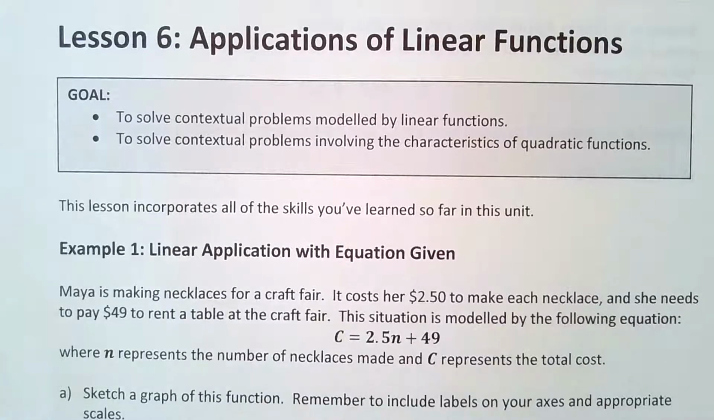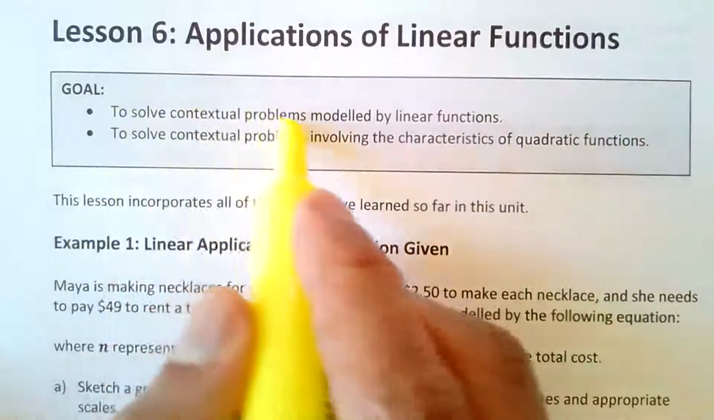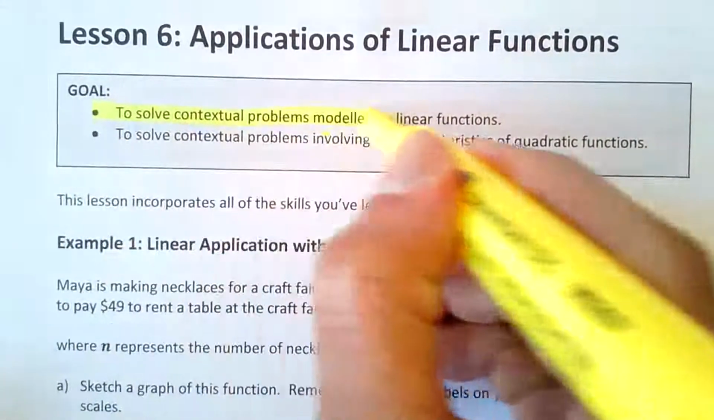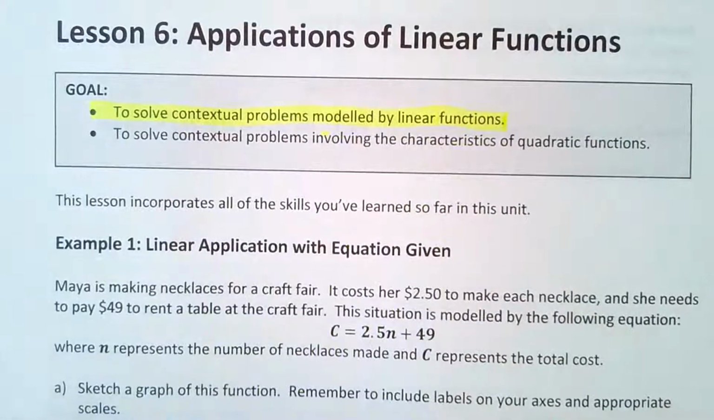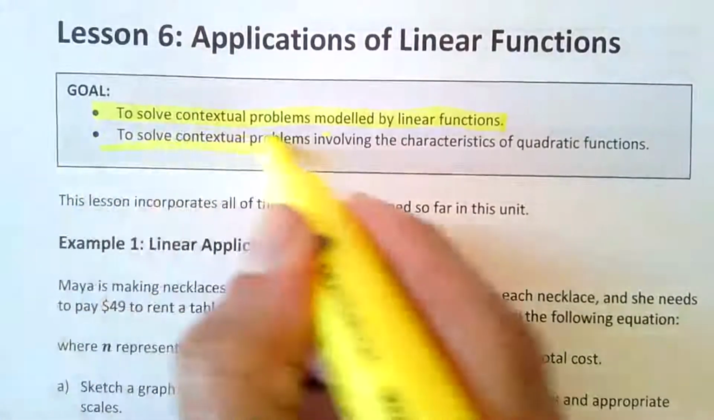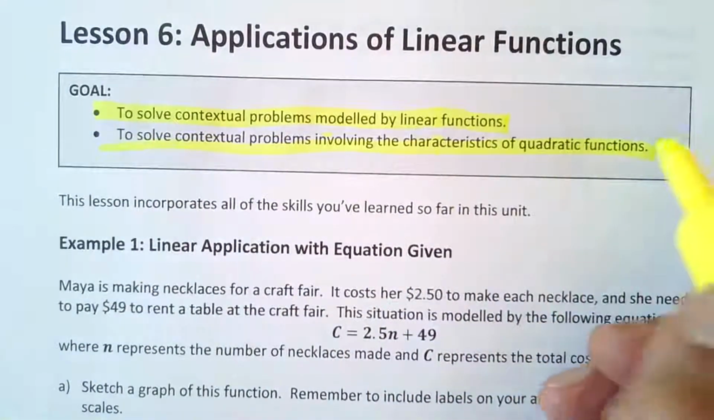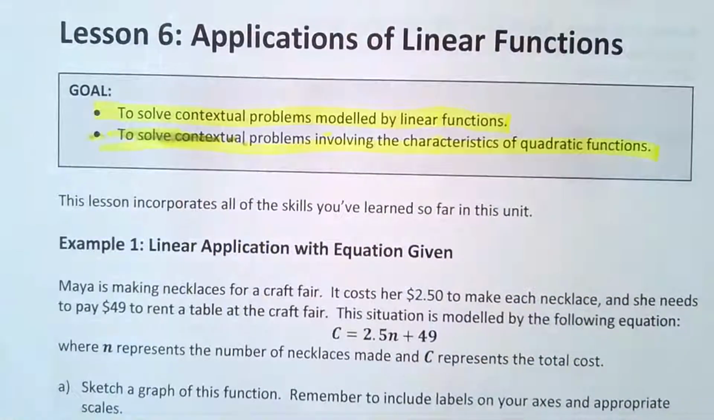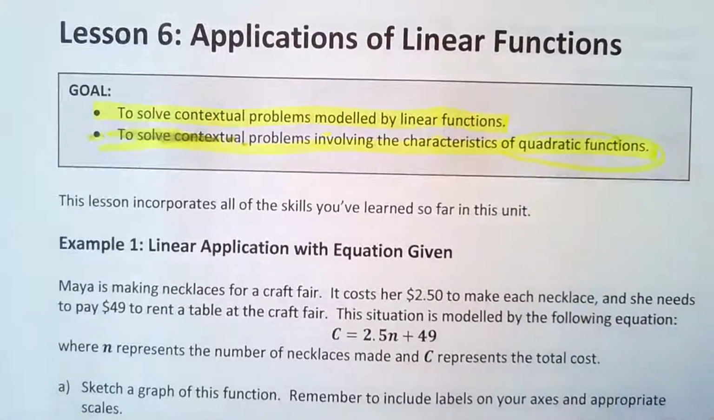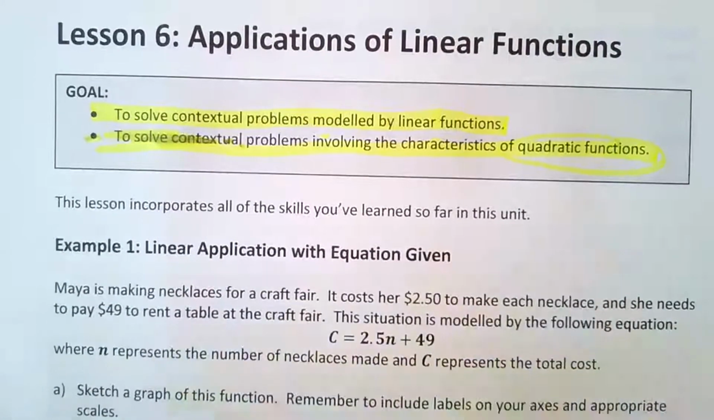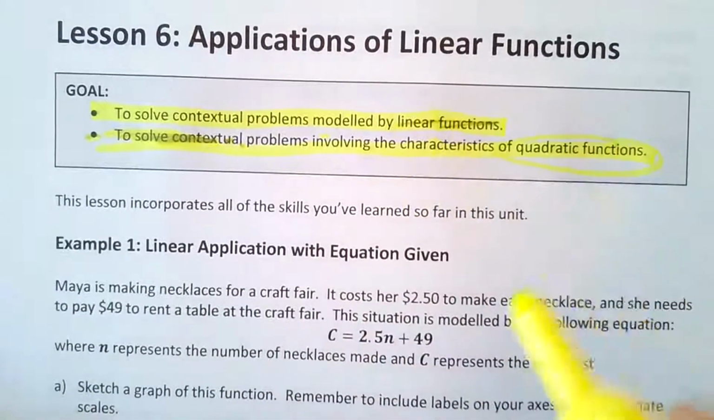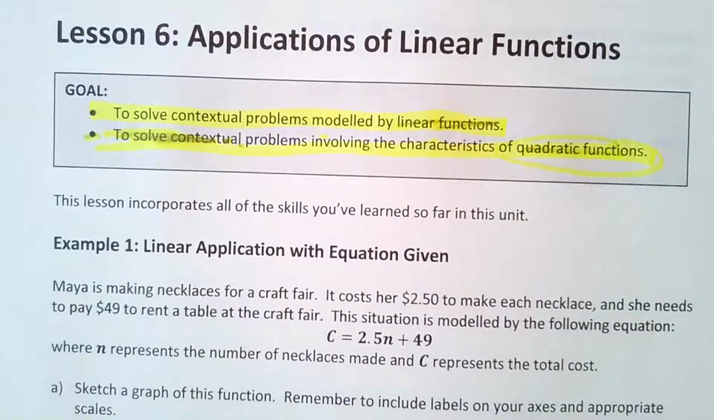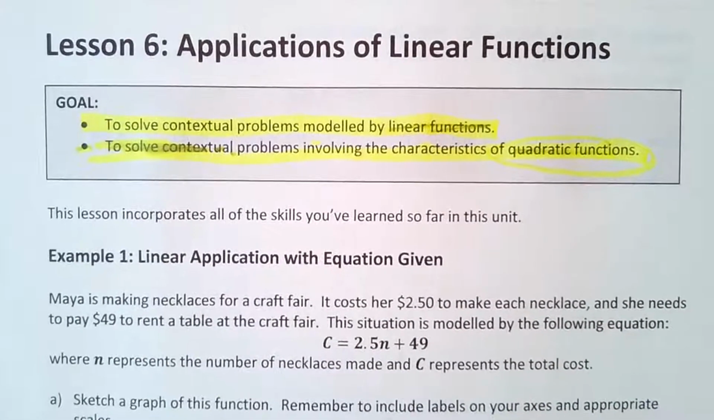So the 2 main goals for this lesson: the first one is to solve contextual problems modeled by linear functions, a continuation of lesson 5, but looking at a variety of questions, and to solve contextual problems involving characteristics of quadratic functions. Now, we may begin this part in this unit, but the next unit, Unit 4, will be focusing on quadratic functions. But for this part, we will be looking at linear functions.